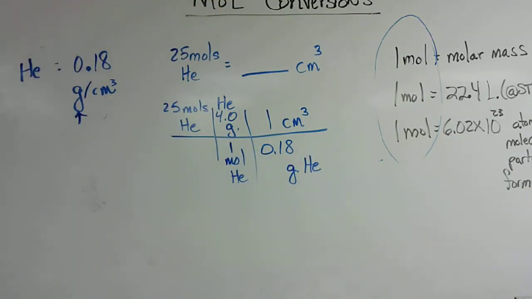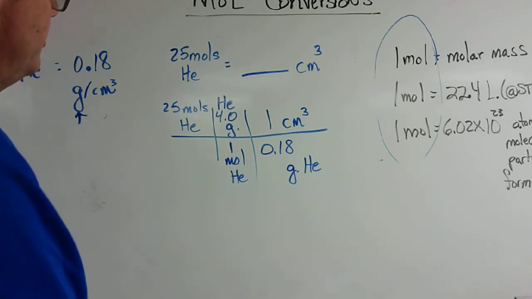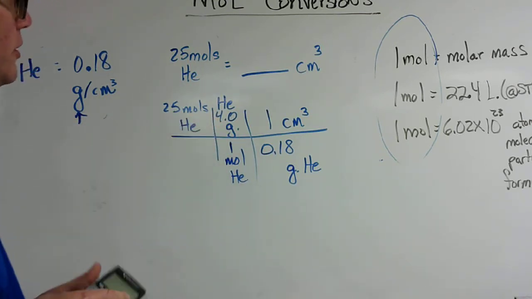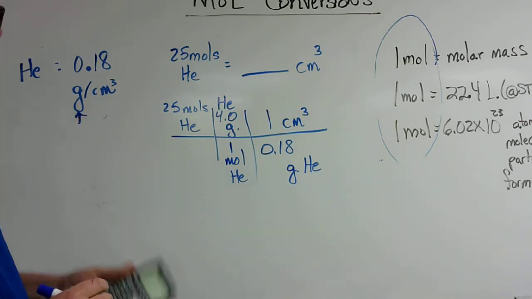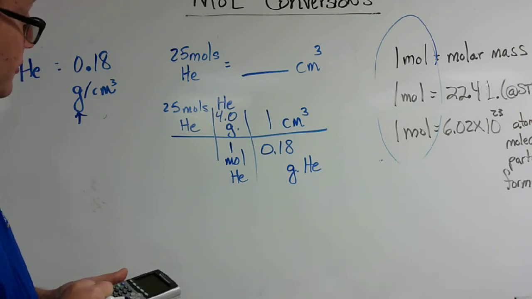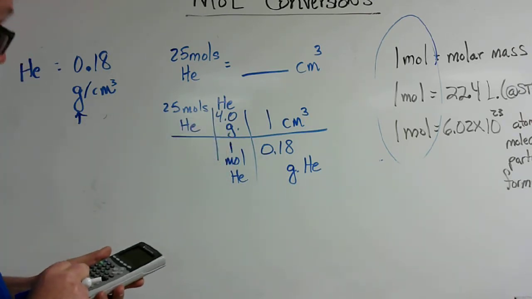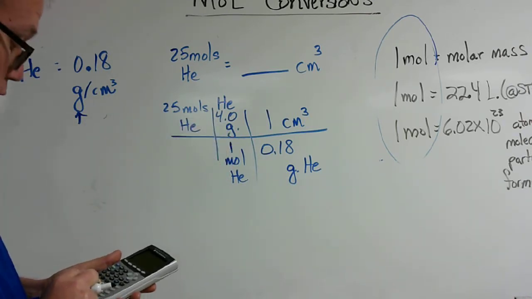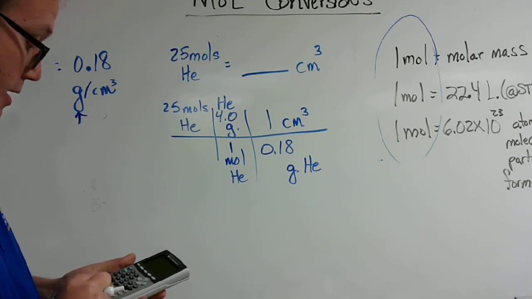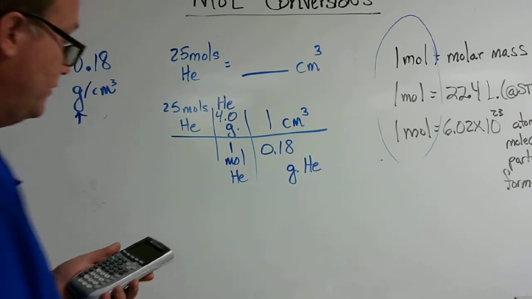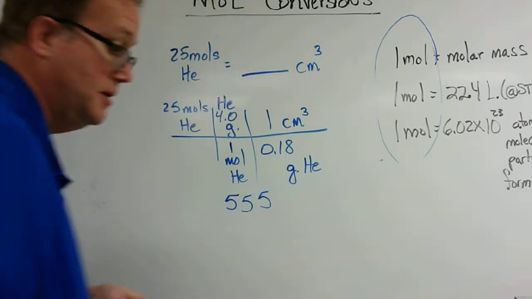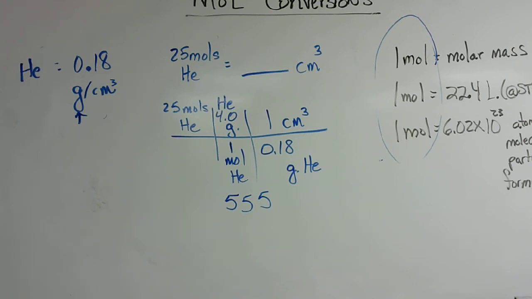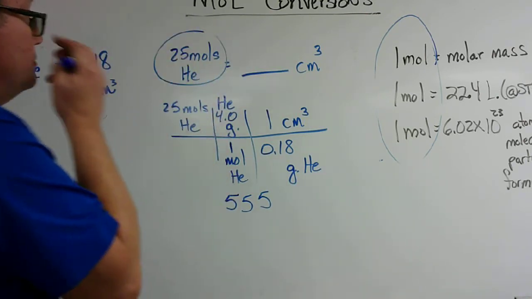A little part of this: we do not reuse numbers. Once I use that 4.0, I can't use it again. We have to use this part here. So now we can just go ahead and calculate. We've got 25 times 4, which is 100, divided by 0.18, which is 555. And again, I'm taking a look at this part here.